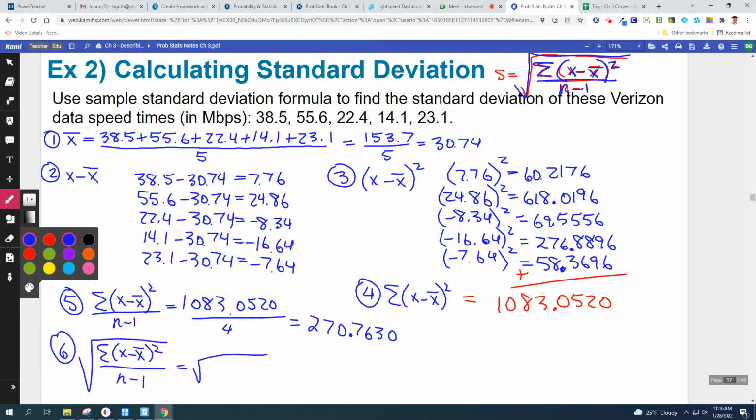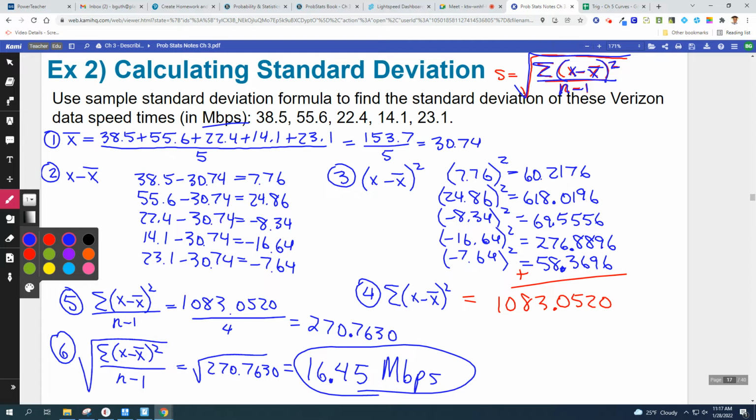So the square root of 270.763 is 16.45. What are the units? Megabits per second. That's a long problem, okay?